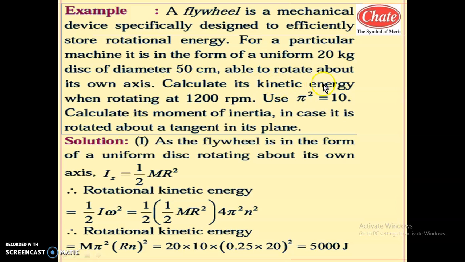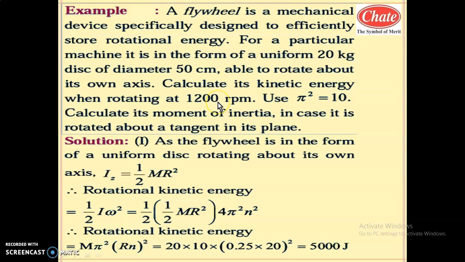Calculate its kinetic energy when rotating at 1200 rpm. Here we have to calculate the kinetic energy when rotating, means rotational kinetic energy. Revolutions per minute is not an SI unit. So to convert it to SI unit, divide by 60. If we divide by 60, then the 0 gets cancelled. Dividing by 6, it will be 20 rps. So it is 20 revolutions per second.